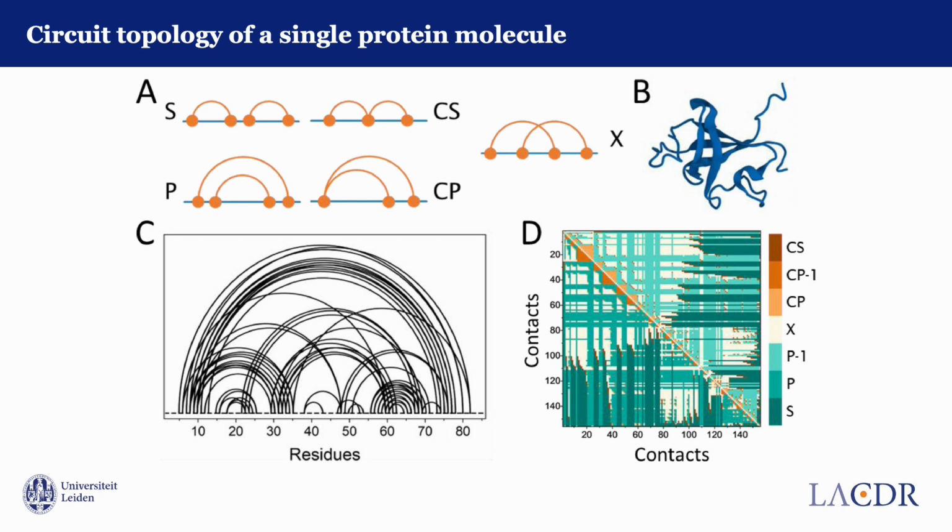Circuit topology is based on defining pairwise relations between intramolecular contacts. One can distinguish three types of relations between two contacts: parallel, series, and cross. These contact arrangements are topologically distinct. Therefore, any transitions between them would involve the formation and rupture of contacts.